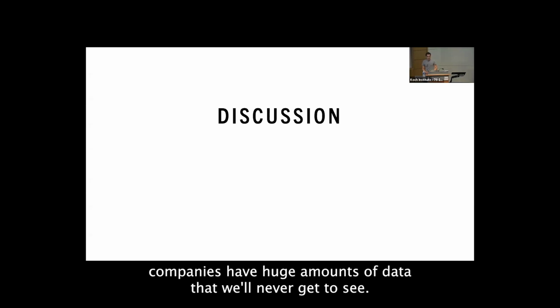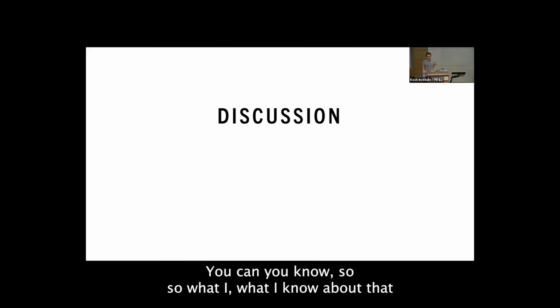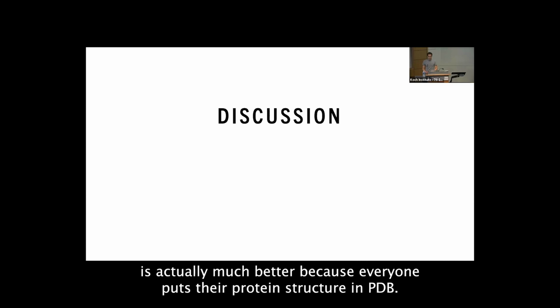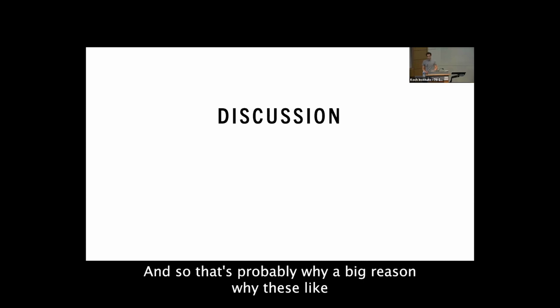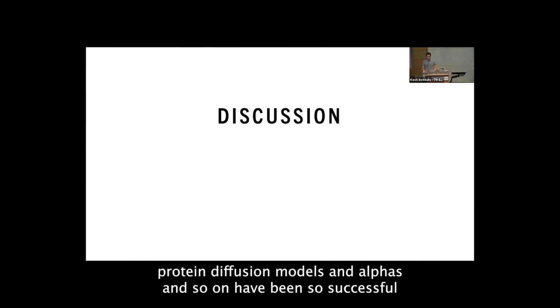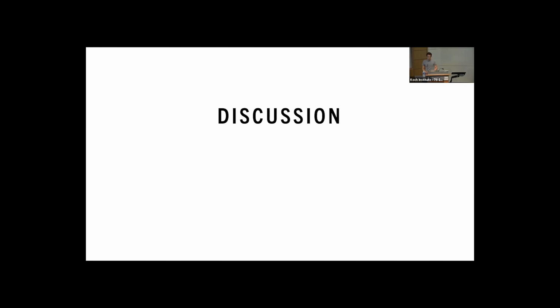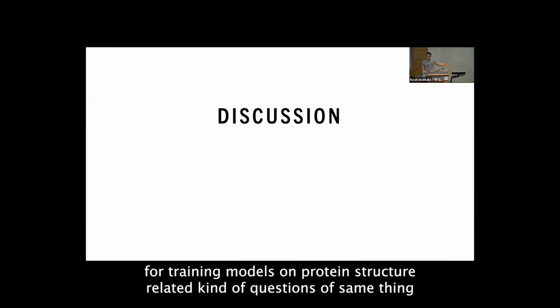I mean, another thing is companies have huge amounts of data that we'll never get to see. What I know about that subject is very LNP specific. Data sharing for protein structure is actually much better because everyone puts their protein structure in the PDB. That's probably a big reason why protein diffusion models and AlphaFold and so on have been so successful, because you have this huge data set of protein structures. So then you have a huge data set for training AI models on protein structure related questions.